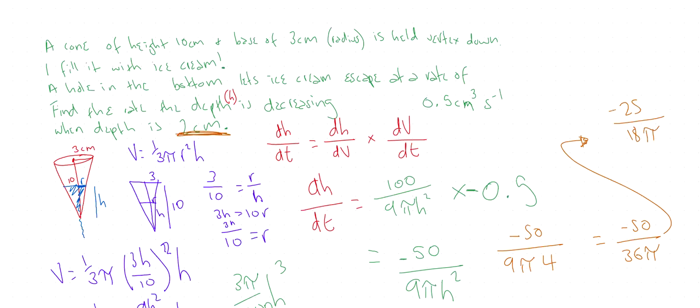Now, it depends how you write the answer. This is the answer, but all it says is find the rate the depth is decreasing. So you would say the rate is decreasing. Oh, sorry, not the rate, the volume, depth, yeah. The depth is decreasing at a rate of 25 over 18 pi centimeters cubed per second. I don't need to write negative because I've said the word decreasing, right? But a negative answer tells you that it's decreasing. Yeah.